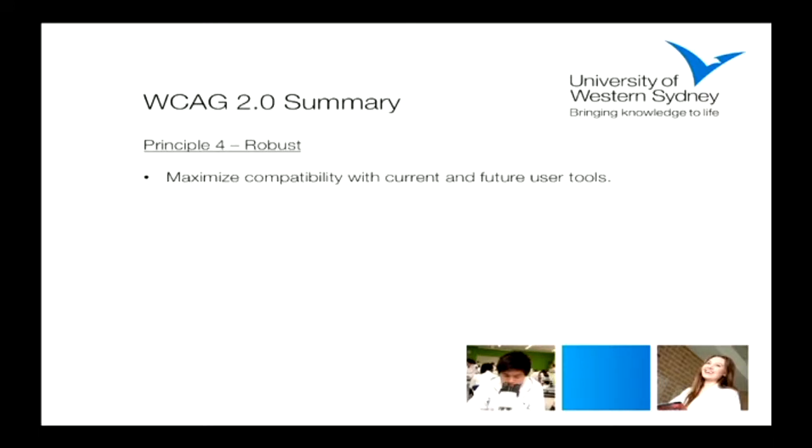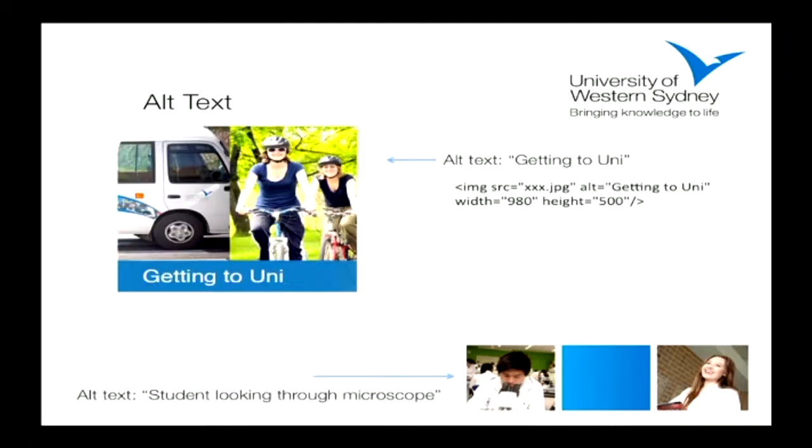And the fourth principle of WCAG 2.0, maximize compatibility with current and future tools, it's basically covering things like make sure your HTML is compliant and don't embed things like Flash or Silverlight plugins that may not work in 6 months or 12 months' time as the plugin technology changes.